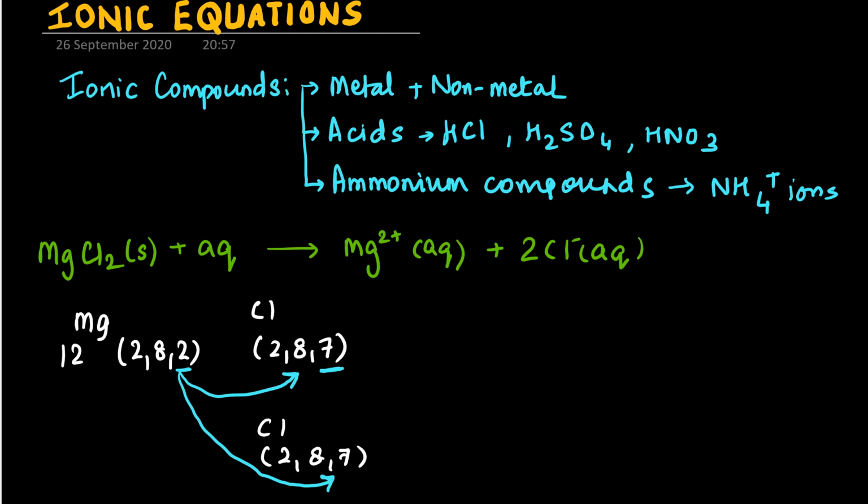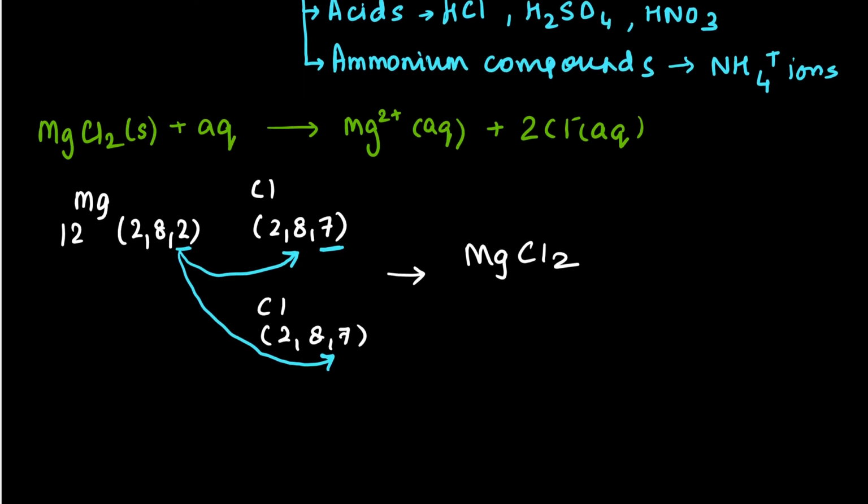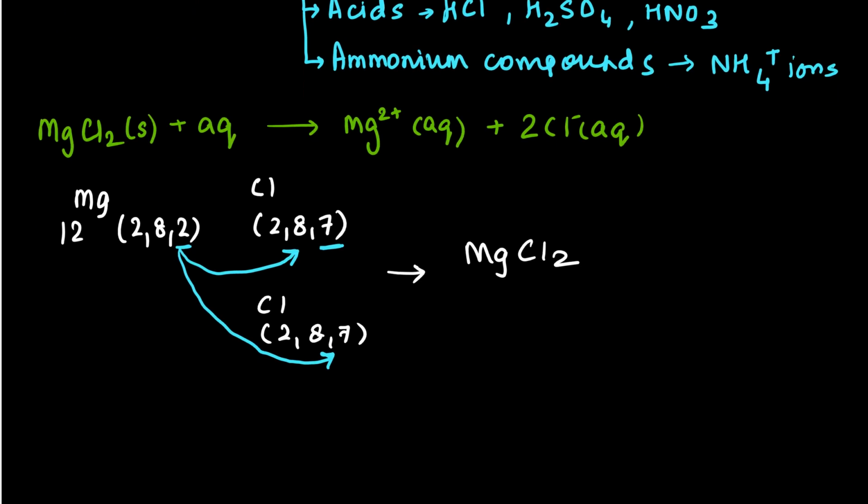So what is going to result? The resulting compound is going to be MgCl2. So that is how, when it is dissolved in water, you get Mg2+. I'm trying to explain why it is Mg2+ and 2Cl-. This Mg on the whole is going to lose 2 electrons, so it is going to have a charge of 2+. So it's going to be Mg2+.